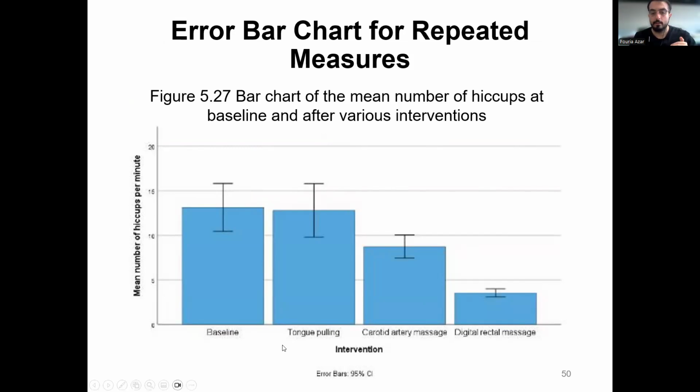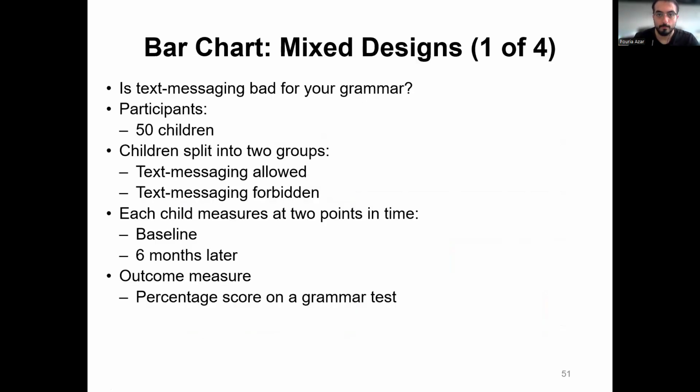And here again, at the bottom of the chart, it indicates error bars represent 95% confidence interval. So as a reader, I can easily interpret these bars that stick out of the bar. Each represents a 95% confidence interval. They do not represent the standard deviation. They do not represent the standard error of the mean.